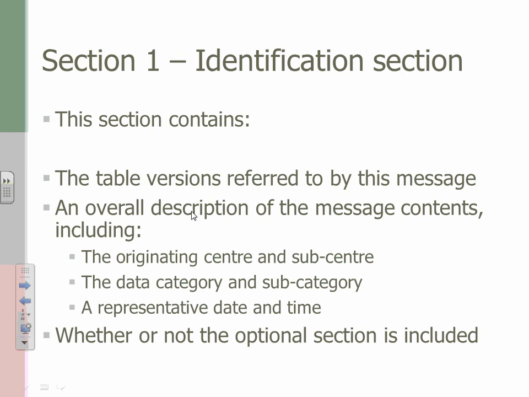The next section is identification section, and section 1 contains the table versions referred to by this message, and an overall description of the message contents, including the originating center and subcenter, the data category and subcategory, representative date and time. So section 1 is all about what this data is and who created this data, and the typical time. In the case of observations, for example, probably the reference time of the observation of the message.